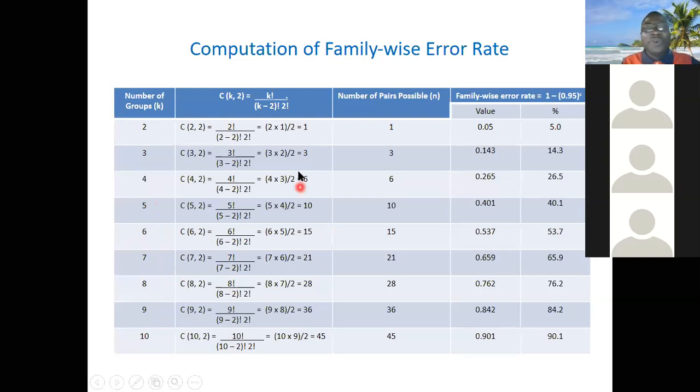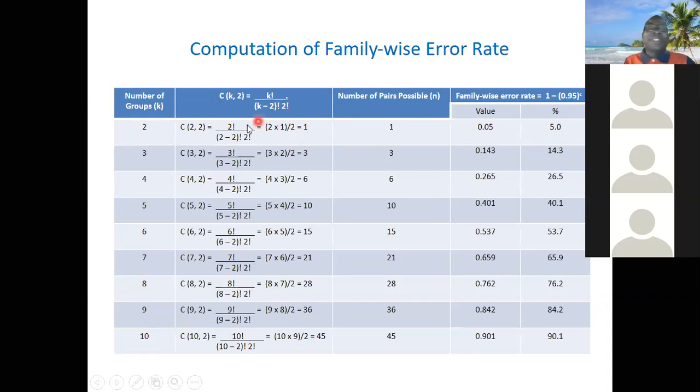So it gives you the number of ways you can pair, which is what we have highlighted here. And it's equal to the number of t-tests you can carry out. So that nCr formula gives us the number of possible tests we want to carry out. The other formula, the family-wise error rate, is 1 minus 0.95 raised to the power of the number of tests you are carrying out. That will calculate the family-wise error rate.